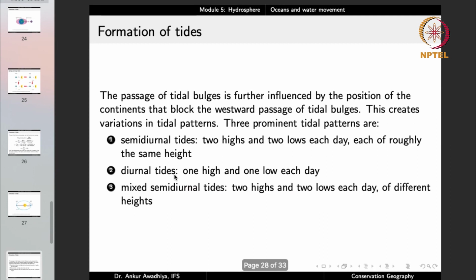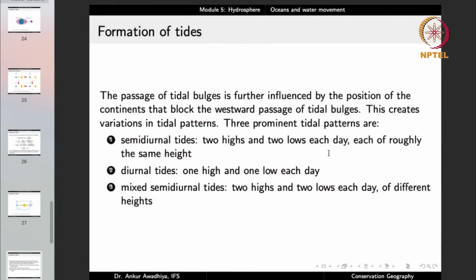Now the passage of tidal bulges is further influenced by the position of the continents that block the westward passage of the tidal bulges. So when we have these tidal waves that are moving, if there is a continent that comes in the way, then the tidal waves are not able to move. So this creates a further level of variation. So this creates variations in the tidal patterns.